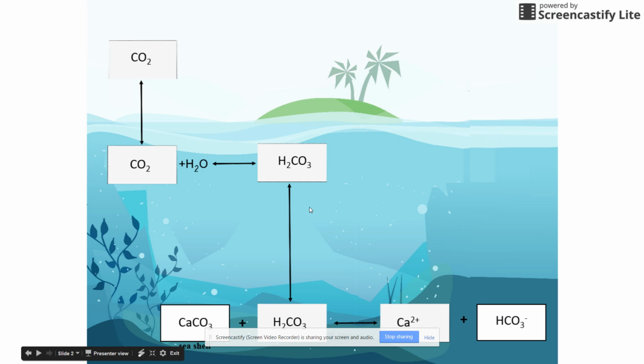Now, notice that these arrows go both ways. If you think about this as a reaction going the other way, where this is the product, and if we were able to decrease the carbon dioxide, you would get equilibrium to shift towards the reactant in this case. Calcium ion and bicarbonate would come together, and you would end up with calcium carbonate and carbonic acid. Then carbonic acid would decompose into water and carbon dioxide, and the carbon dioxide would go into the atmosphere.